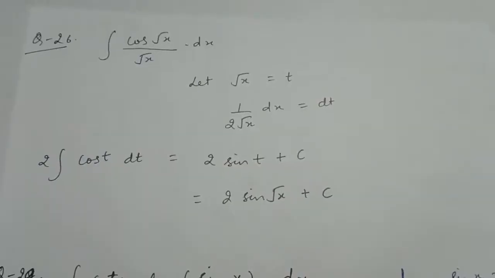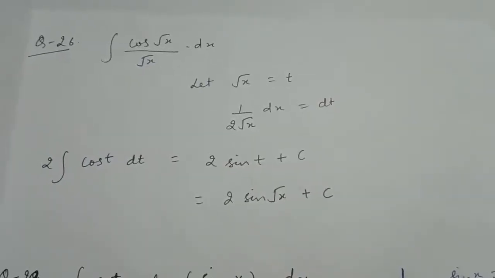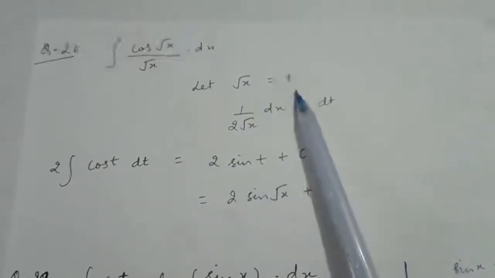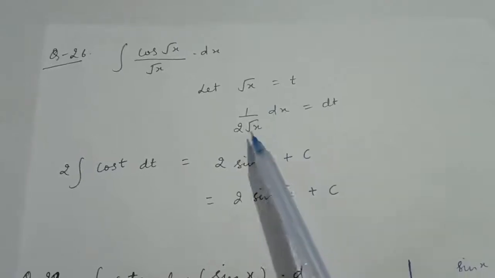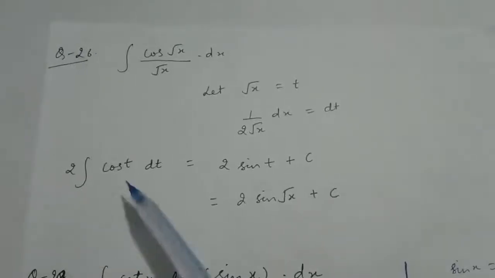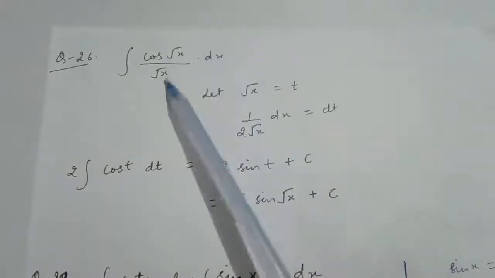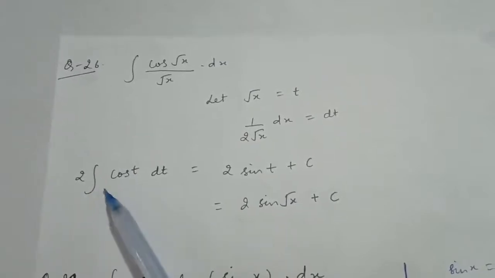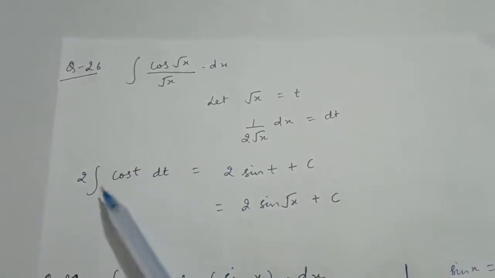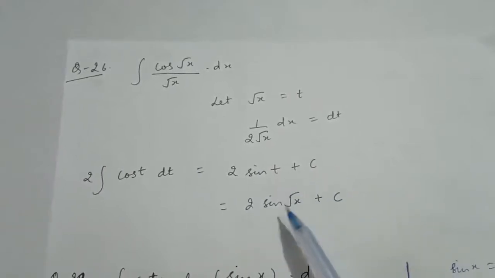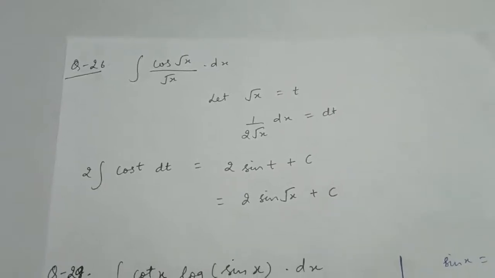Now question number 26 is integral of cos √x upon √x dx. So take the angle as t. Now the derivative of √x is 1 by 2√x, so dx upon √x equal to 2 dt. This integral becomes cos t, and 2 is taken out from the integral. Integral of cos t is sin t plus c. In place of t now put √x. So 2 sin √x plus c, right?